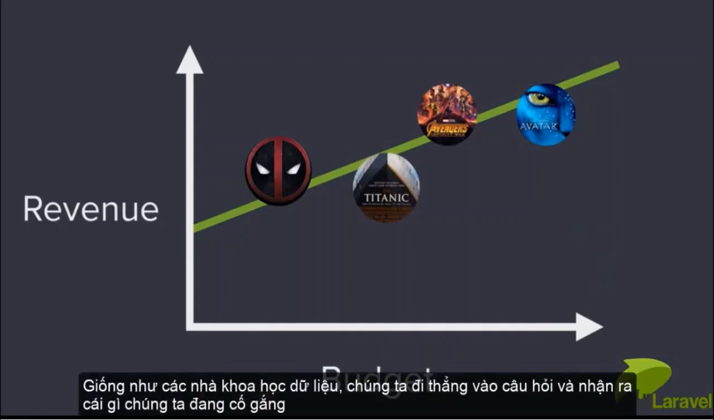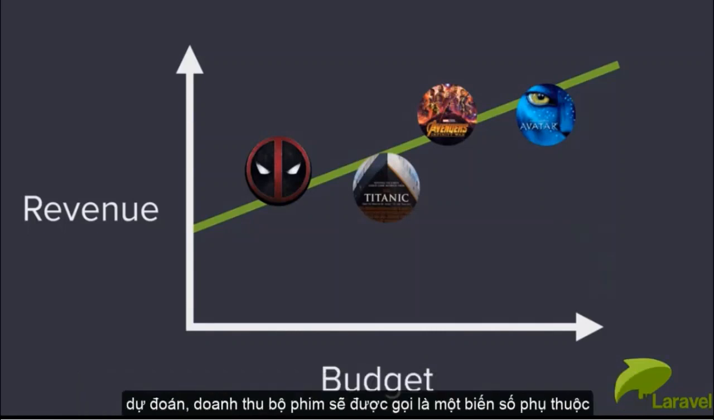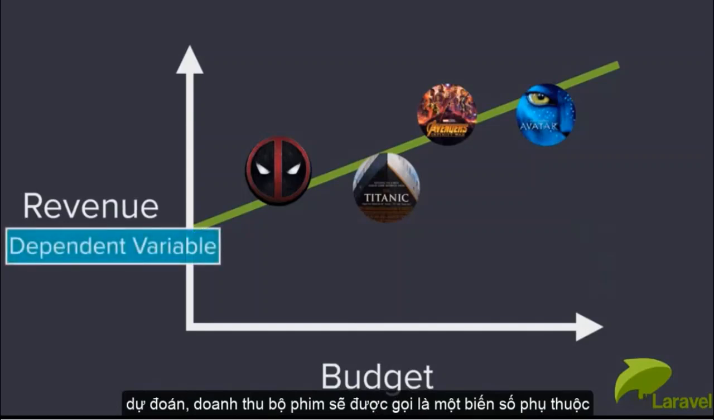And as data scientists, we can actually look at this question and identify exactly what it is that we're trying to predict, namely the movie revenue. A data scientist would call this the dependent variable.